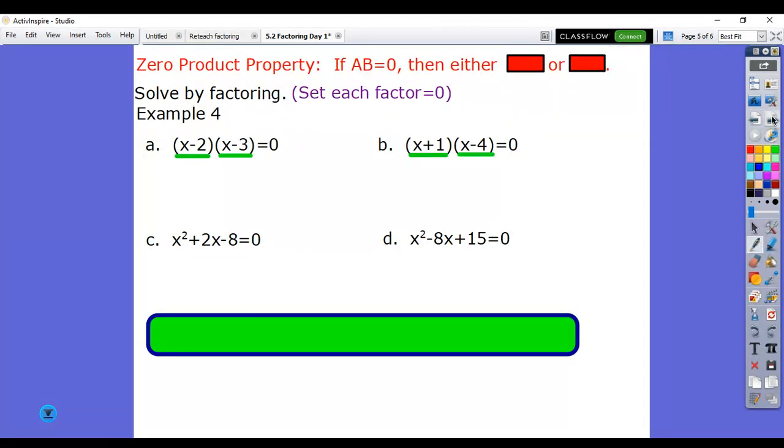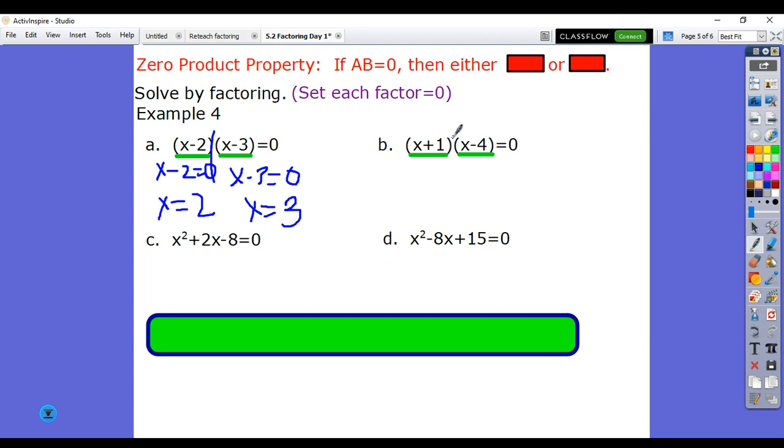This last one is what we've been doing, your zero product property. If the whole thing equals 0, that means split it apart. Either x minus 2 equals 0, or x minus 3 equals 0, and then solve each equation. So if I add 2, that means this solution is x equals 2. And if I add 3 on this side, I get x equals 3. Each parenthesis is going to give you an answer.